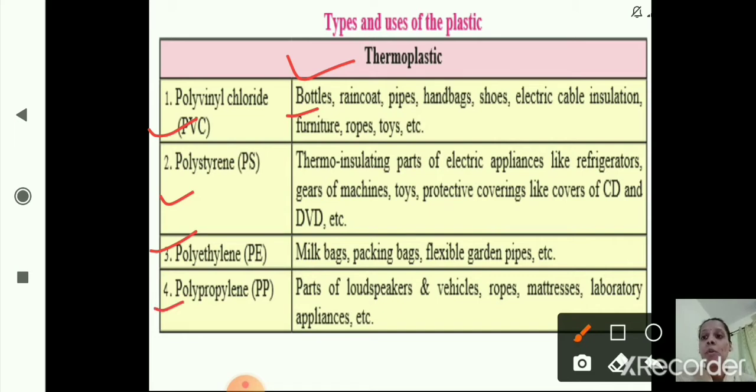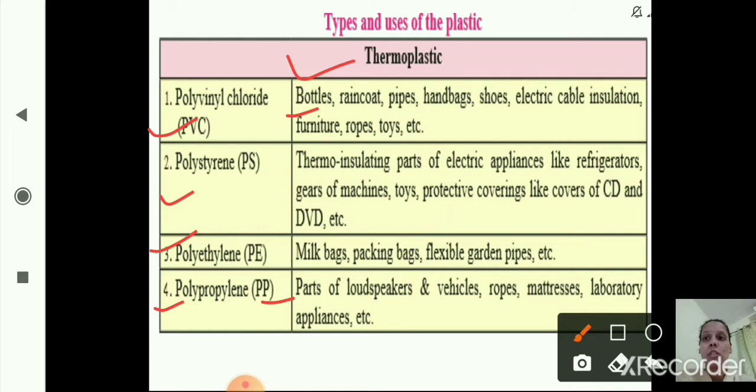Next one is polypropylene, PP. It is used to make parts of loudspeakers and vehicles, ropes, mattresses, laboratory appliances, etc. So these are the different types of thermoplastics and their uses. We have seen the four types of thermoplastic: PVC, polyvinyl chloride, polystyrene, PS, polyethylene, PE, and polypropylene, PP, and their uses also.